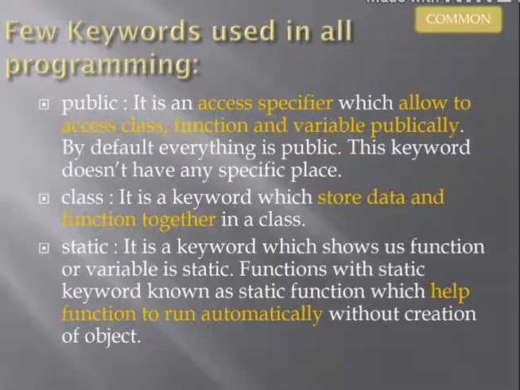And then what about class? Class is also a keyword which stores data and functions together inside a particular class. And static is a keyword which also doesn't have any specific place. We can place it in front of a variable, we can place it in front of a function. If you place it in front of a function, that function is known as a static function. If you place it in front of a variable, that variable is known as a static variable. In class 10th, we are going to discuss static variables also.